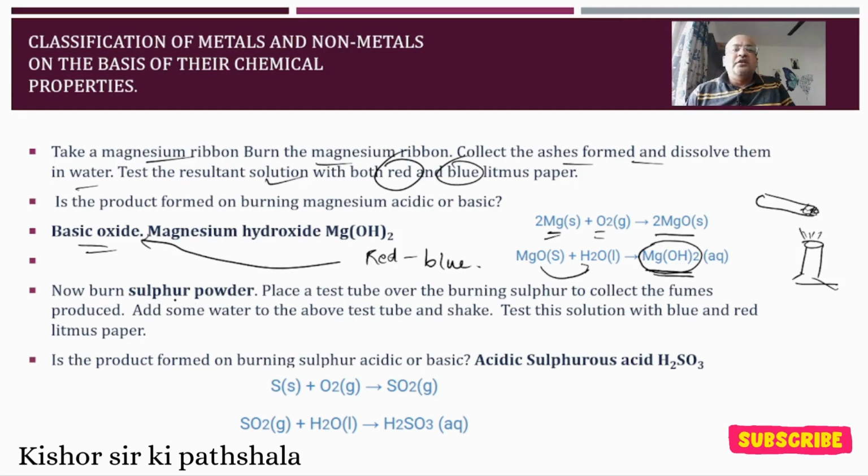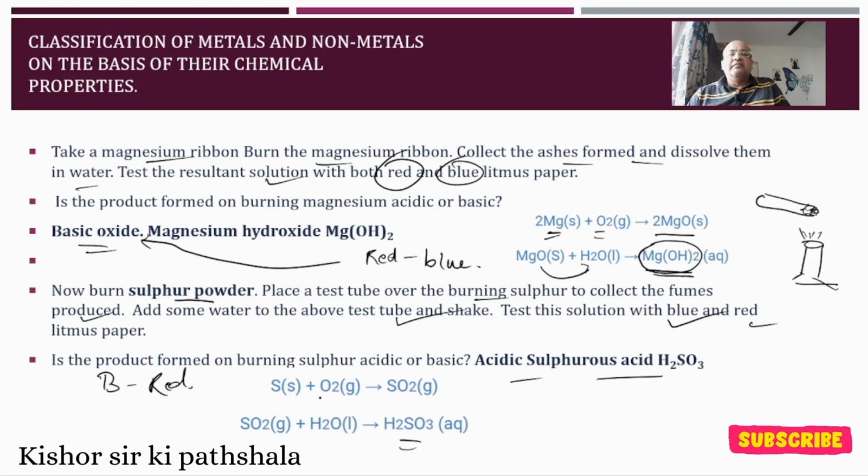So now let's burn sulfur powder. Let's place sulfur powder in a test tube, burn it, and collect the fumes produced. Then add some water to the test tube and shake. Then let's test with the blue and red litmus paper. You will see that blue litmus paper will turn red. It shows that it is acidic, sulfurous acid.